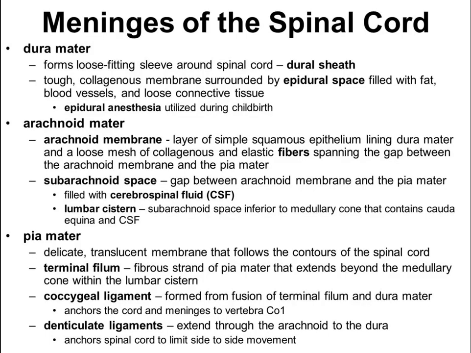So the dura mater basically forms a loose-fitting sleeve around the spinal cord. It is the dural sheath. It is tough. It is a collagenous membrane surrounded by epidural space that is filled with fat, blood vessels, and loose connective tissue.